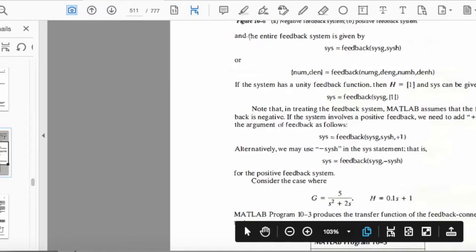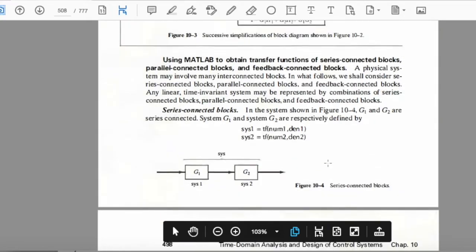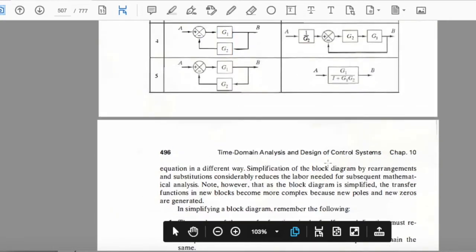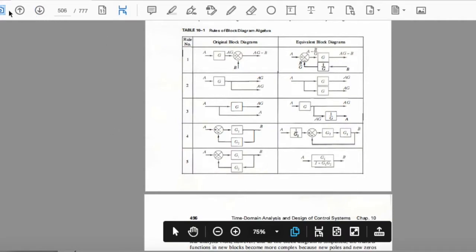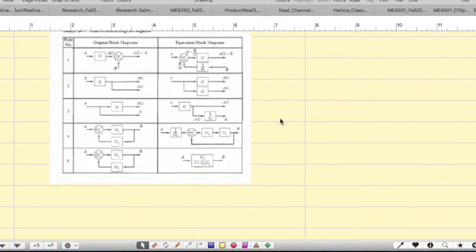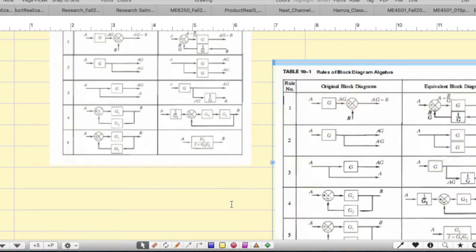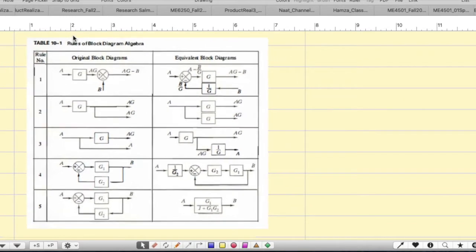Yes, this is our Ogata book. I think this is table 10.1. Yes, this is table 10.1. So let's copy and paste it in our notebook here. Yeah, this is much better. So on the left hand side is the original block diagram and on the right hand side the equivalent block diagram. So let's see, the signal goes into this summation block. This is signal B.